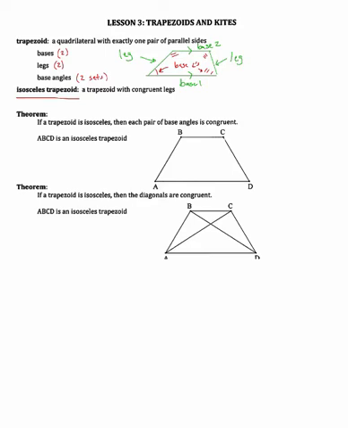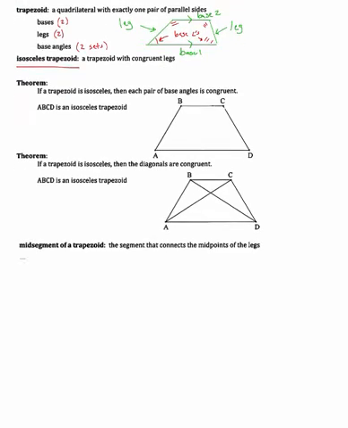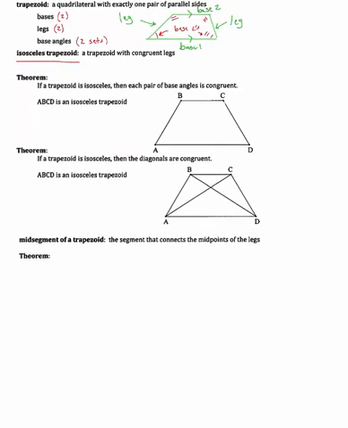With isosceles trapezoid, there are two theorems that I would like for you to know. The first one is, if a trapezoid is isosceles, then each pair of base angles is congruent. So I give you that ABCD is an isosceles trapezoid. You immediately know that angle A and angle D, that pair of base angles, are congruent. You also know that angle B and angle C, the other pair of base angles, are congruent. So that's theorem number 1.